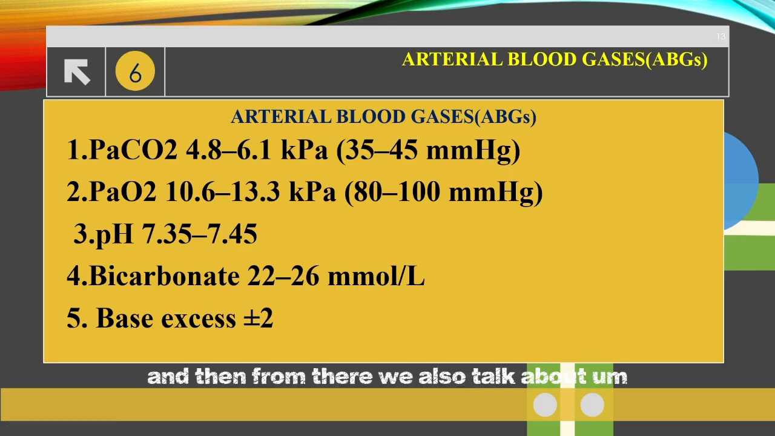Then we also have the arterial partial pressure of oxygen, which is approximately 10.6 to 13.3 kilopascals. You need to know both the kilopascals as well as the millimeters of mercury. The millimeters of mercury you use on the ward and also in interpretation, but in an exam setting, they can ask for both. The normal arterial partial pressure of oxygen is 80 to 100 millimeters of mercury.